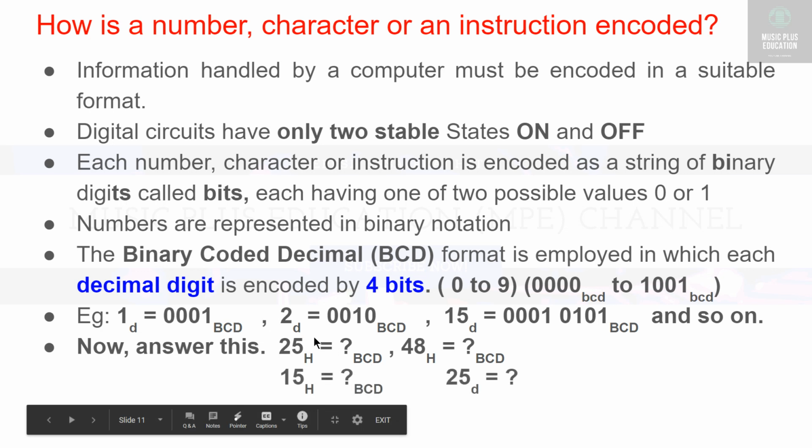Be careful while converting from hexadecimal to BCD, because you will have to convert from hexadecimal to decimal first, and from decimal to BCD. Here also, same thing: hexadecimal to decimal, and decimal to BCD. You already know 15D. Next, 25D: you don't have to convert to decimal because it's already a decimal number. D represents decimal, H represents hexadecimal.